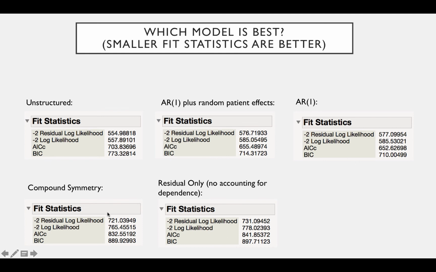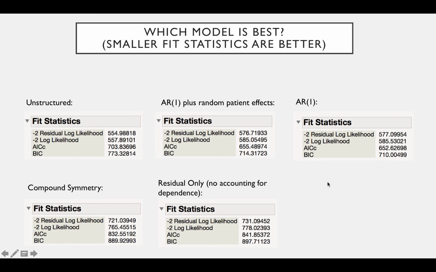AR1, same story. Compound symmetry went up to the 800s, and so did the residual only. So, in fact, the unstructured fits better than residual only or compound symmetry, which are not taking into account the correlations. So the unstructured, by taking into account correlations, helped. It did a lot better, but it's over-parameterizing. So actually in the middle of this, the AR1 with the random patient effect or AR1, these are our two options that are good ideas.